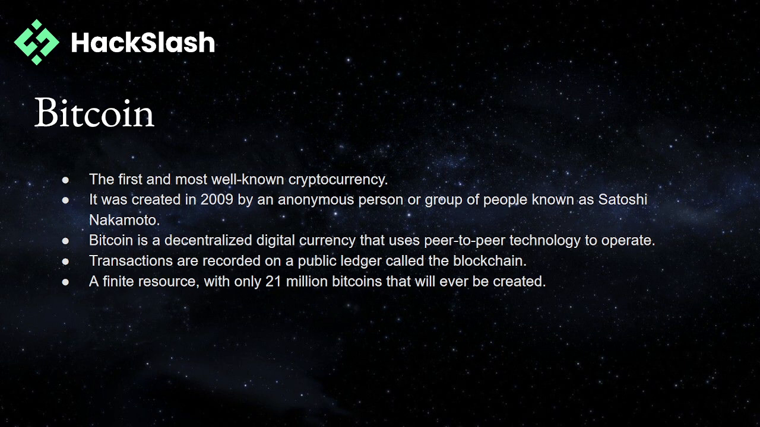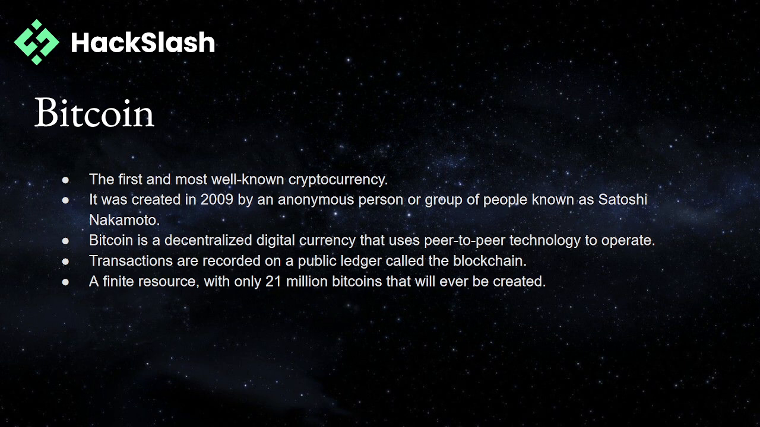Now, in Bitcoin, transactions are verified by network nodes through cryptography and recorded in a blockchain. It is a public distributed ledger, as I have been repeating. Bitcoin is a unique cryptocurrency which has a finite number of coins that will ever be produced. Only 21 million Bitcoins will ever be created. Since it's a finite resource, the price of Bitcoin varies very non-uniformly.